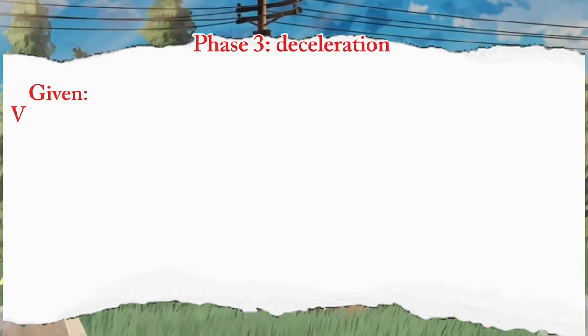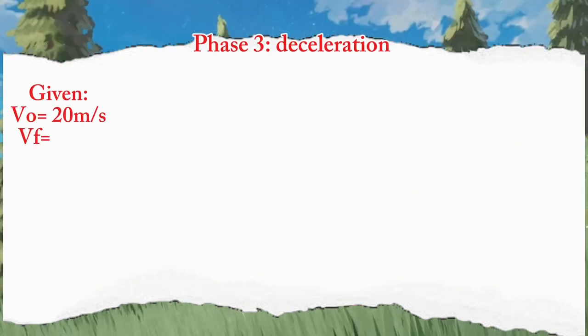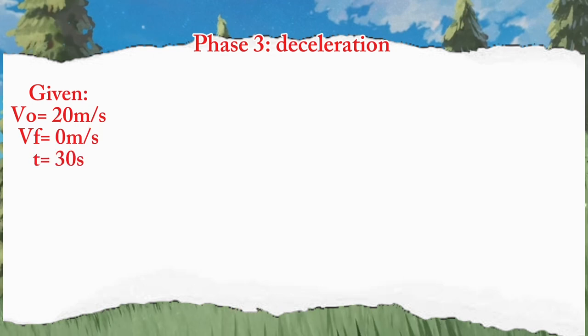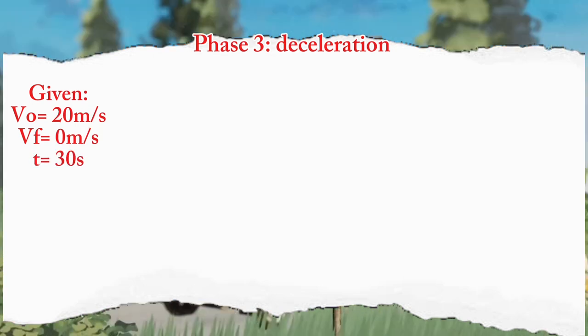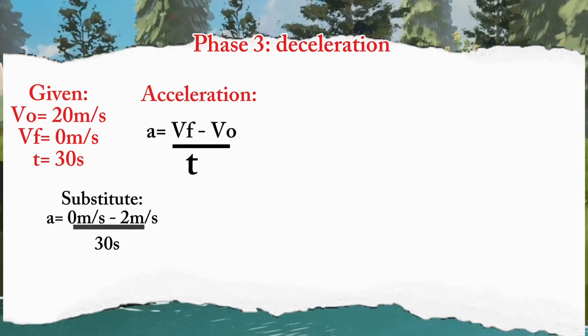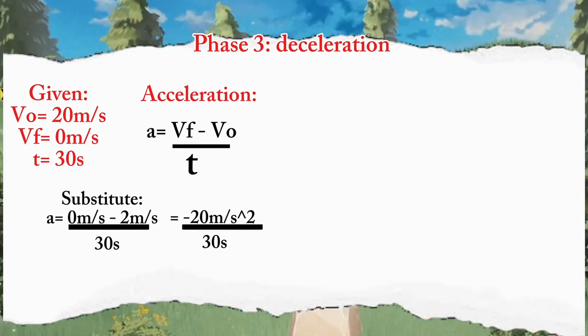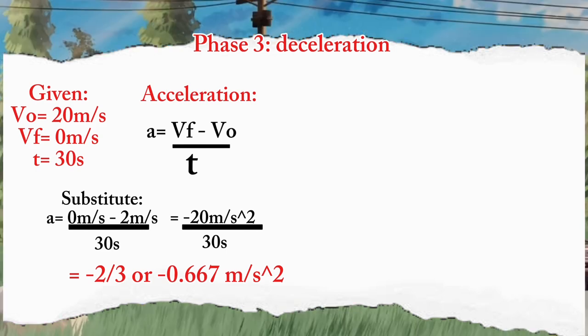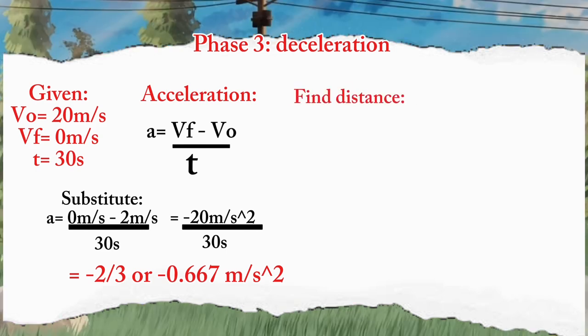Phase 3, deceleration. The givens are initial velocity is 20 meters per second, final velocity is 0 meters per second, and time is 30 seconds. But we have to find the acceleration. We will be using this formula. Now substitute the givens. Negative 20 meters per second over 30 seconds equals negative 0.667 meters per second squared.